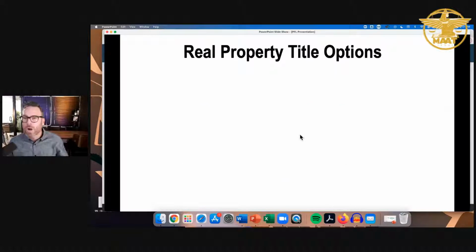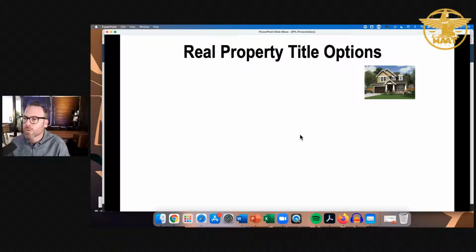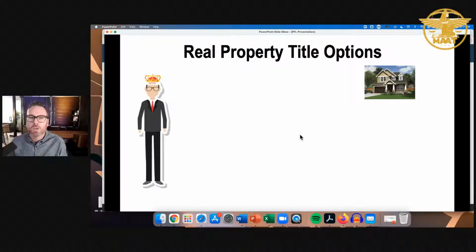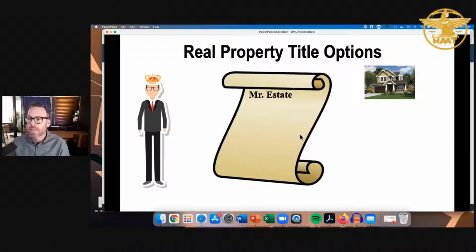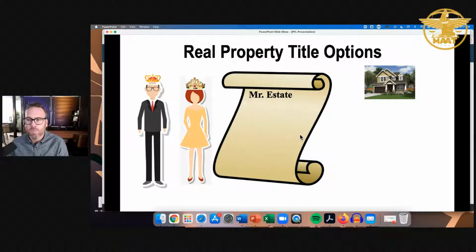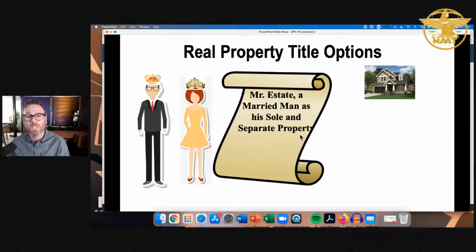Okay, so real property title options. So we've got a house here. Here's our good friend, Mr. Estate. Now, if he's single, the way he takes title to the house is pretty simple. It's going to be just in his name. Where it starts to get a little bit more complicated is if he's married. So if Mr. Estate's married, we need to clarify if this is his sole and separate property, if it's just in his name, or if it's owned together.